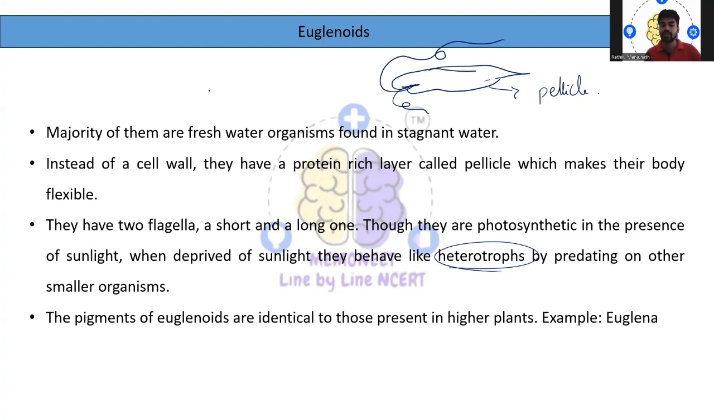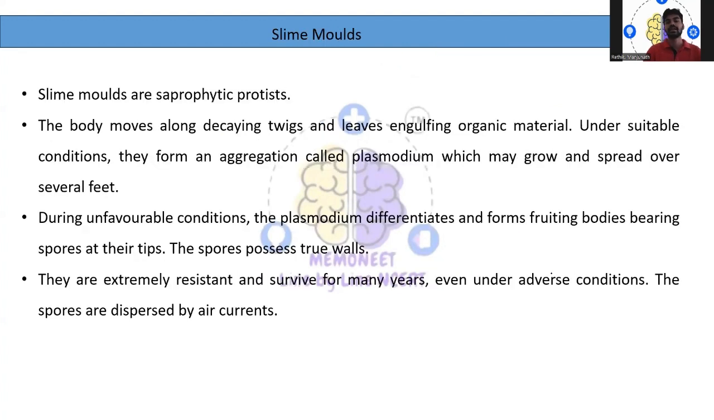So the pigments of the euglenoids are identical to those present in the higher plants also, like Euglena. Clear? Example is Euglena. That means the pigments you find in the euglenoids, you'll also see in the higher group. That is the Euglena. Next thing, slime molds.